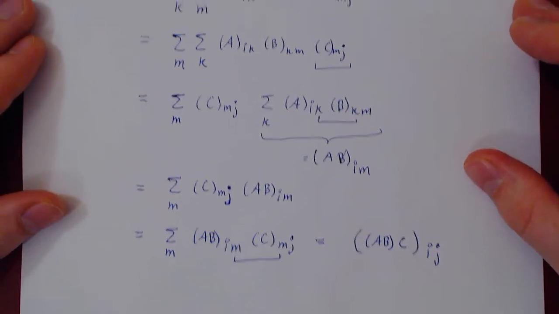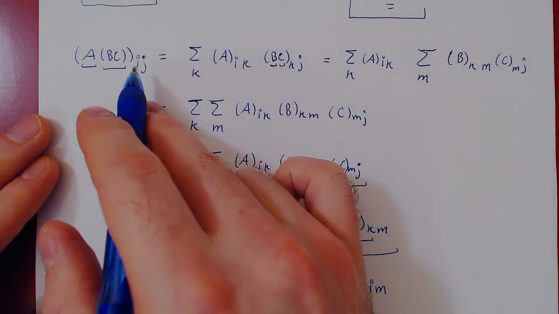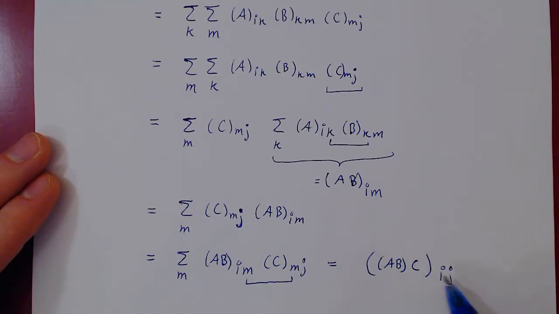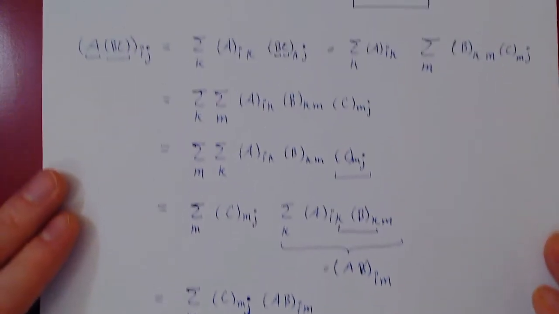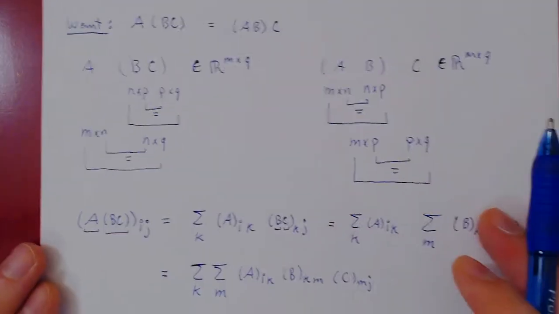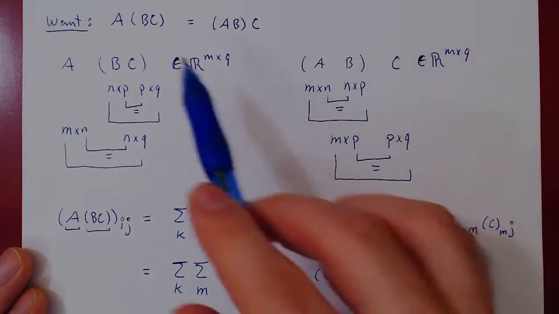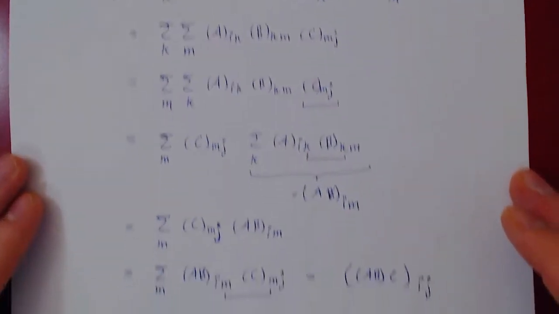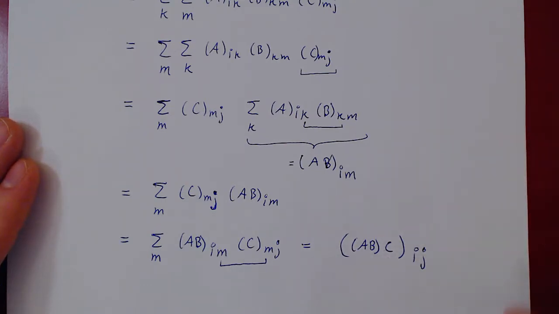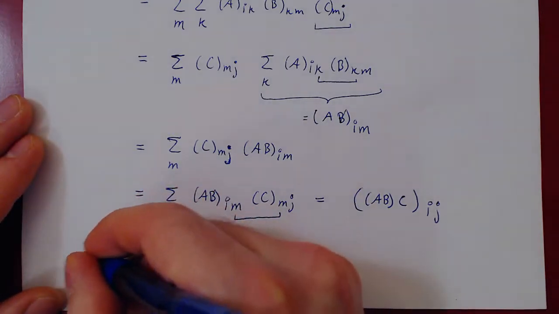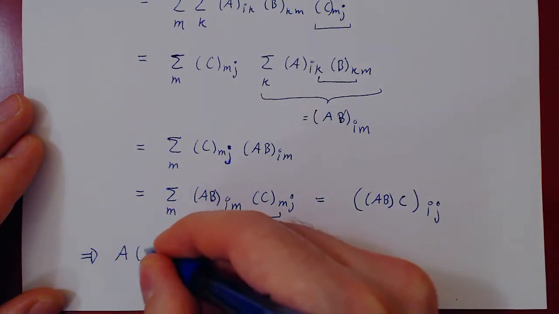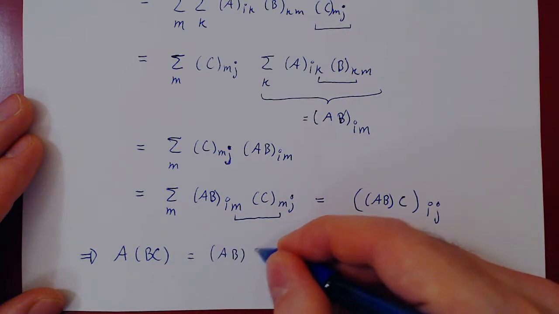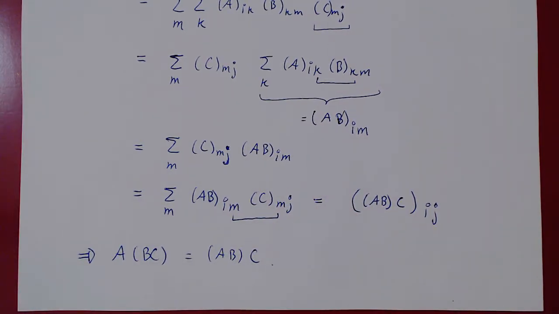But if you look back up, what have we proved? That the entry in the ith row jth column of A times BC is the same as the entry in the ith row jth column of AB times C. Therefore, not only do A times BC and AB times C have the same size, but they also have the same entries. This proves that both matrices are equal, as they have the same size and the same corresponding entries. And so A times BC equals AB times C. This completes our proof.